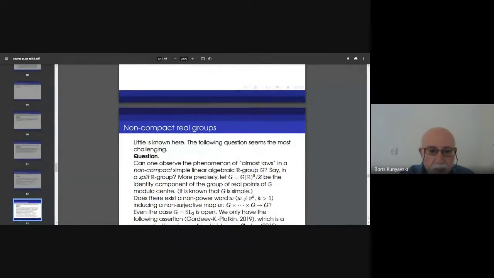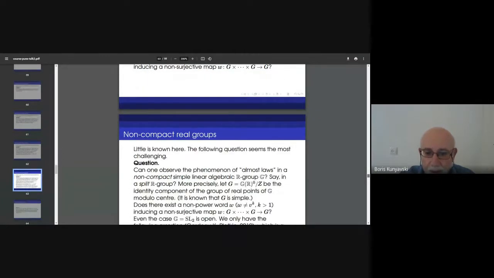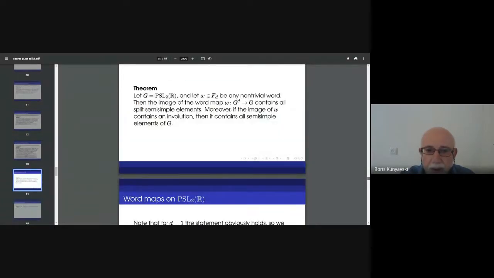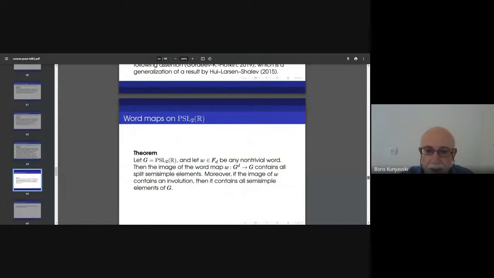What is known? What can be proved? We have the following theorem. You can see the proof for SL2. SL2 is also open, you see. We have the following statement, which is a little bit more general than the original result by Hui, Larsen, and Shalev that is published in the same paper I referred to. So here is the theorem I'm going to prove today. I have 15 minutes for that, and I'll sketch the proof.